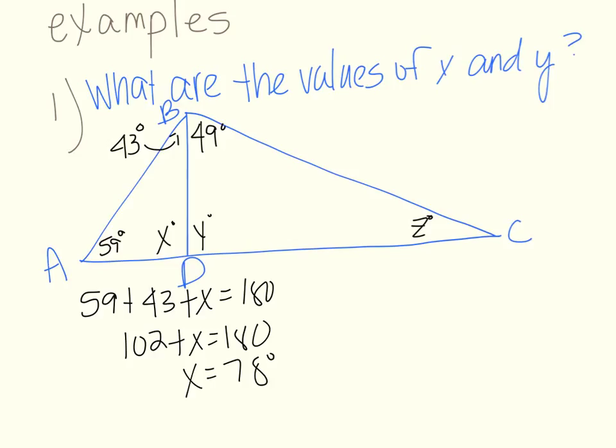From that, you can find angle y. We know that angle x and angle y form a linear pair. So that is one way to do this. Or you can use the exterior angle sum theorem that says that angle y is equal to the sum of these 2 interior angles. So 43 plus 59 is equal to angle y, which means that angle y is 102 degrees.